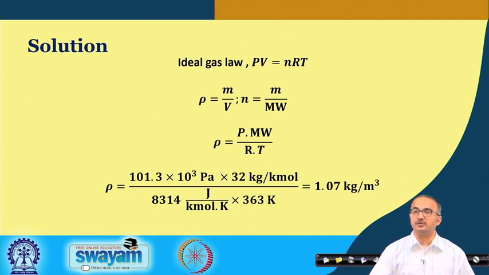Now, when we talk of density in general, we mean the mass density. That means we need to convert the moles into mass, and you know that the number of moles equals the mass divided by the molecular weight. So, that is what we have done here. This density is the mass by volume. So, this n, the number of moles, is the mass divided by the molecular weight, and this we substitute in the equation and we get this particular expression, from which we can find the density.